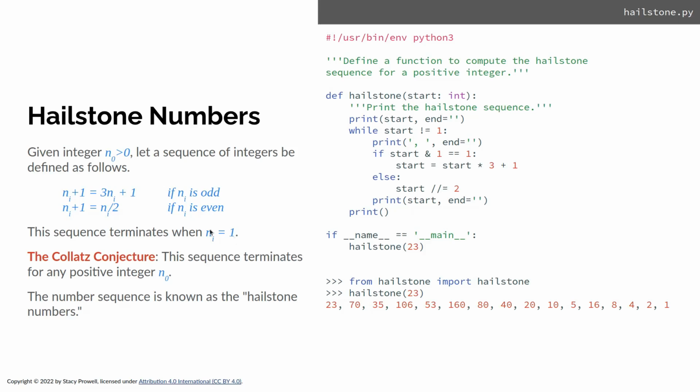1 is odd. So I take 3 times 1 plus 1, which is 4. I immediately divide by 2, divide by 2, and I'm back at 1. And I just repeat that little cycle.